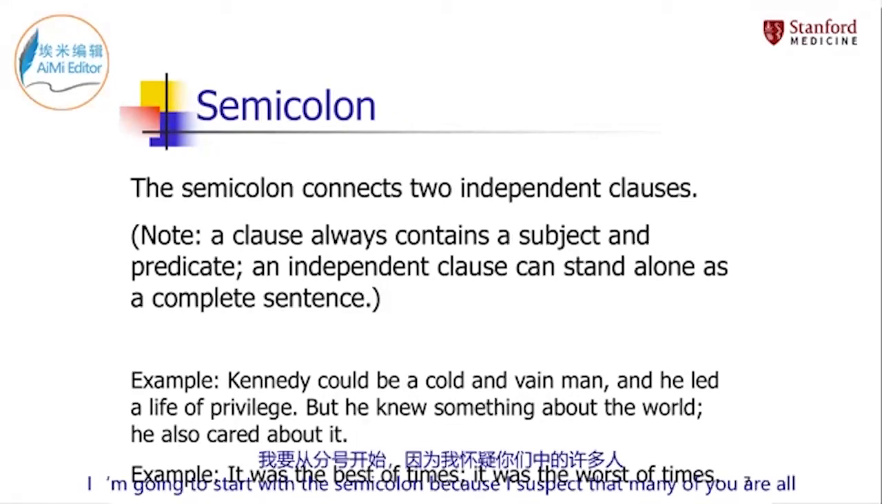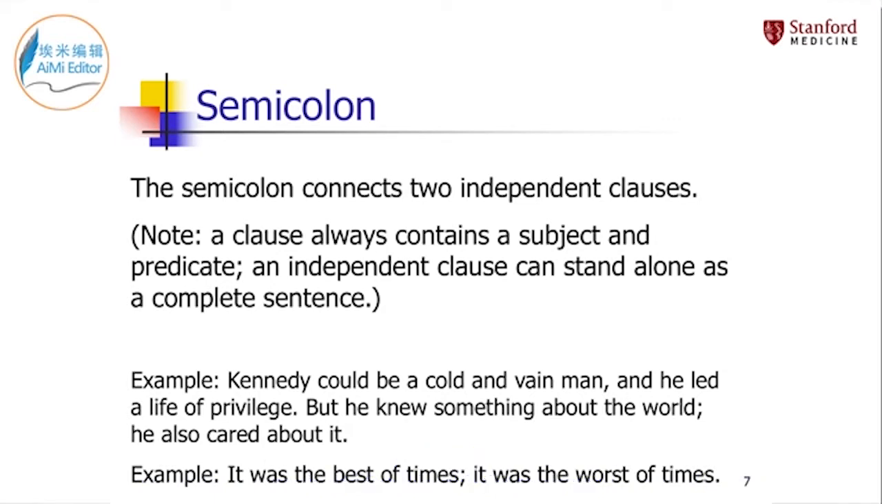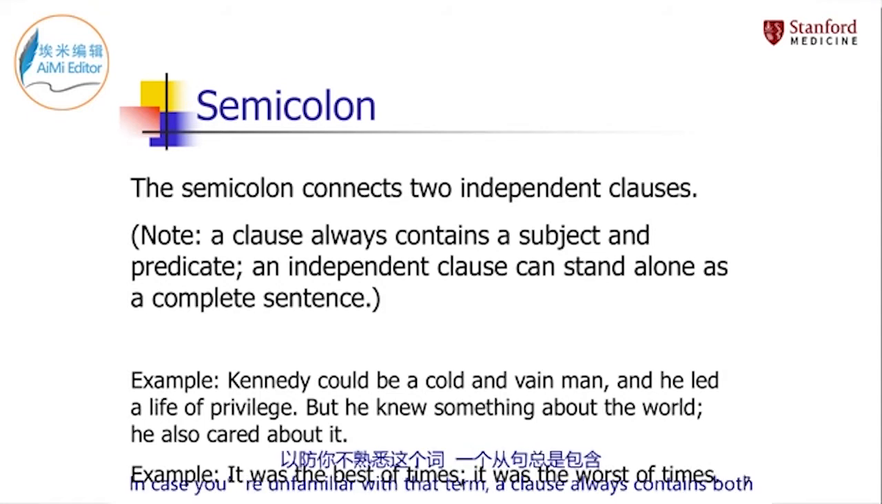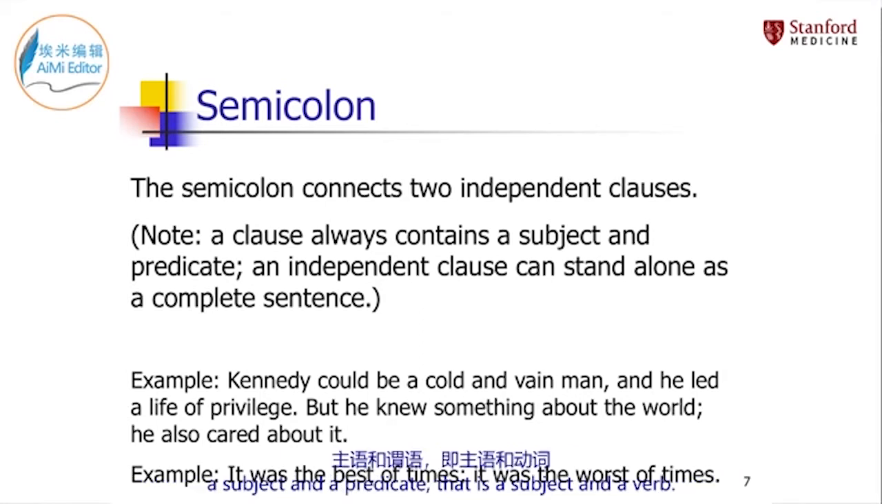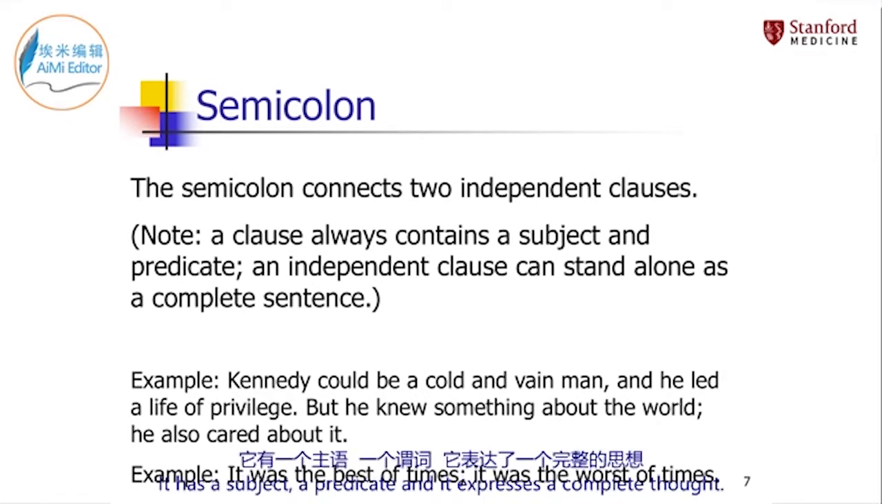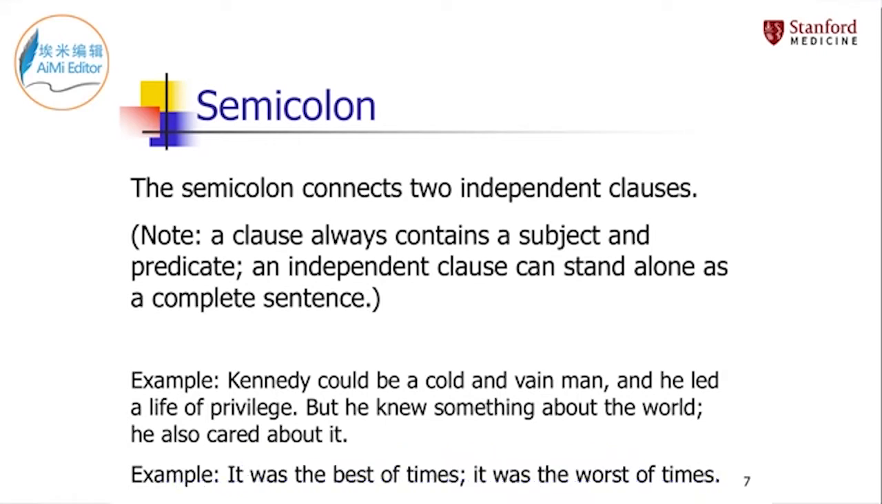I'm going to start with the semicolon because I suspect that many of you are already comfortable with the semicolon. The semicolon is used to link 2 independent clauses, basically 2 small sentences. I'm going to be using the word clause today. In case you're unfamiliar with that term, a clause always contains both a subject and a predicate, that is, a subject and a verb. An independent clause is just a small sentence. It has a subject, a predicate, and it expresses a complete thought.